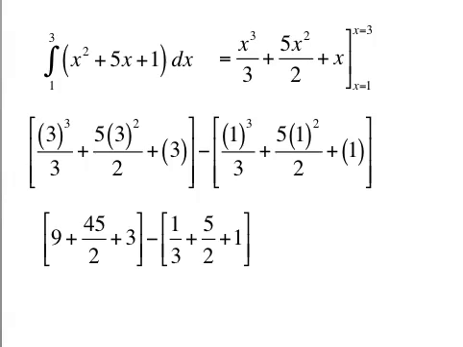And there's an awful lot of nasty computation here. So I'll cut to the chase and tell you that that's 92 thirds. So that's how we use the fundamental theorem of calculus to evaluate that function. We find the antiderivative, evaluate at the endpoints, and subtract.